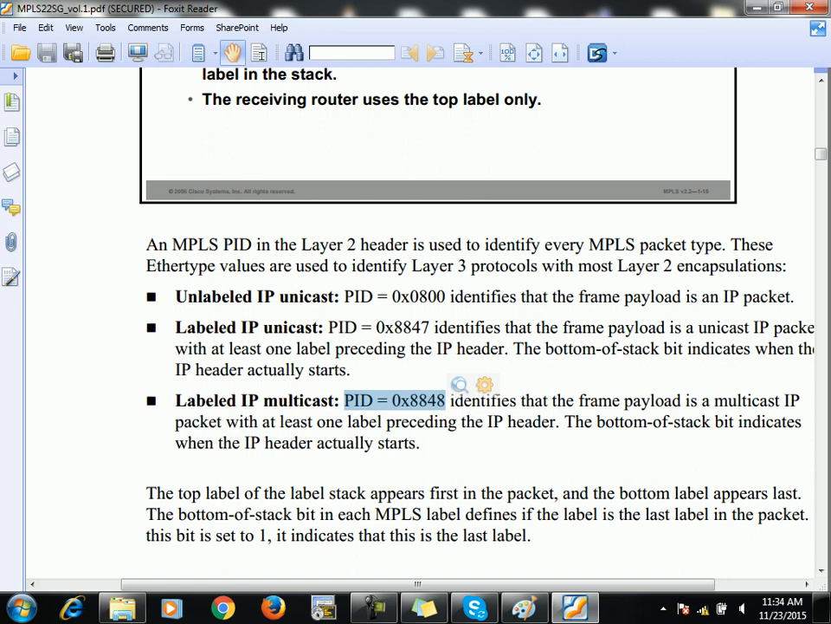What is the meaning of an unlabeled IP packet? It means the IP header does not have any label. Labeled IP unicast means it is a unicast packet, but a label is there. Labeled IP multicast means this is a multicast packet, but a label is there. I hope that's fine.